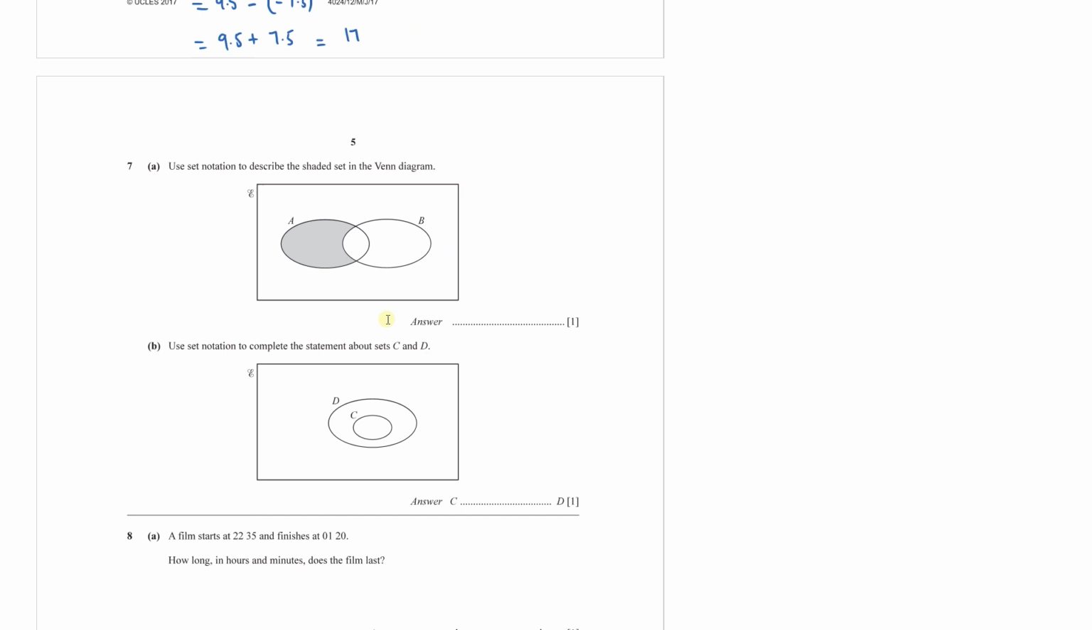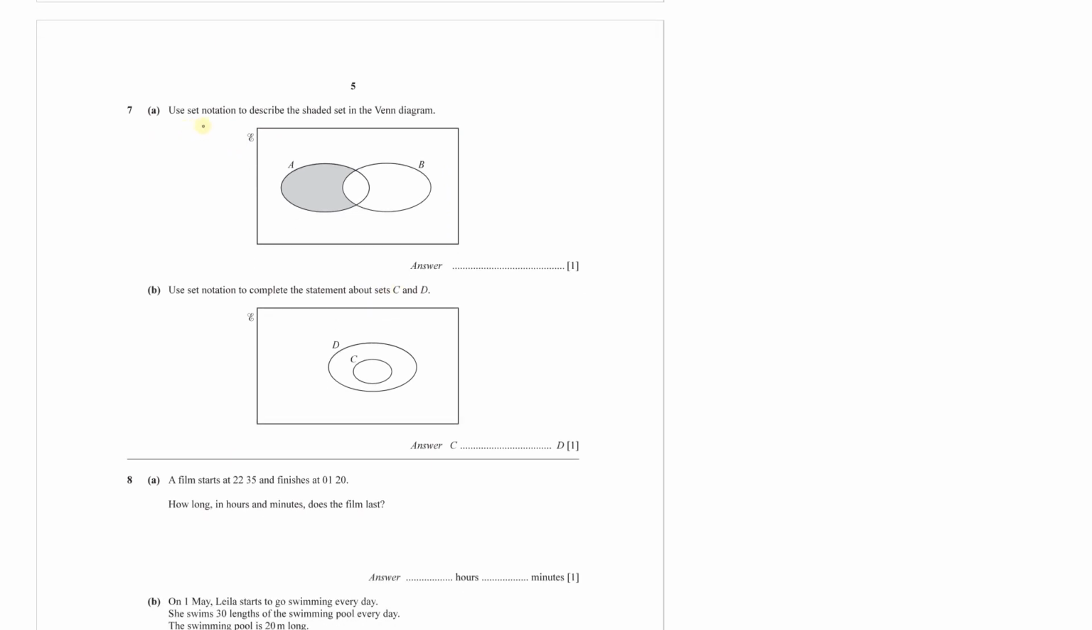So let's move on to question number 7. Part A is, use set notation to describe the shaded set in the Venn diagram below. So this is the Venn diagram. This area is shaded here, and we can clearly see that this area is outside of set B. So we are looking at B complement, which is everything outside of B.